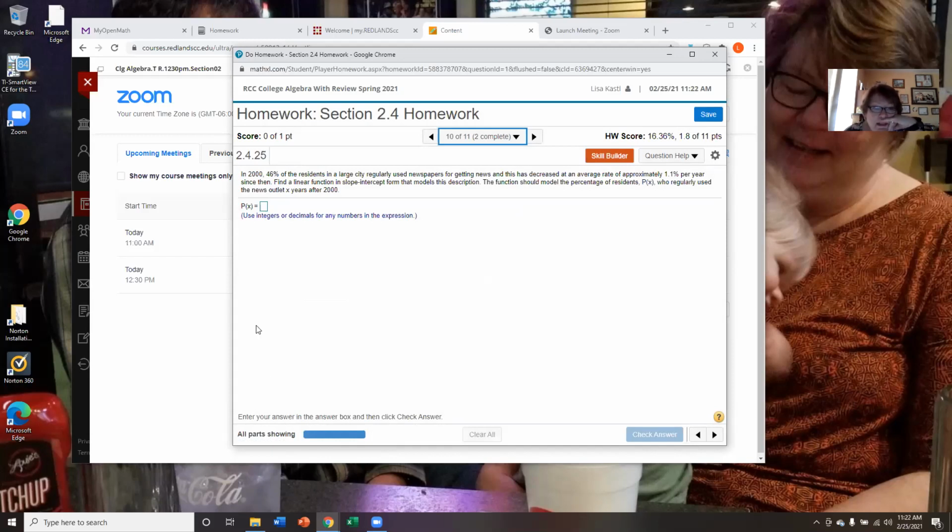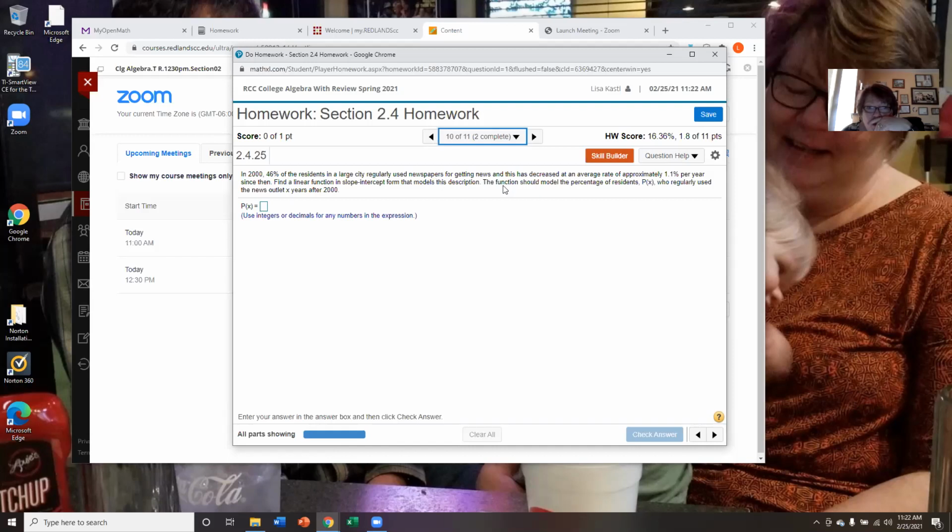In 2000, 46% of the residents in a large city regularly used newspapers for getting their news. And this has decreased at an average rate of approximately 1.1% per year since then. Decreasing means that the slope is negative. If y goes from a larger number to a smaller number as x increases, then y is decreasing, so the slope is going to be negative. Find a linear function in slope-intercept form that models this description.